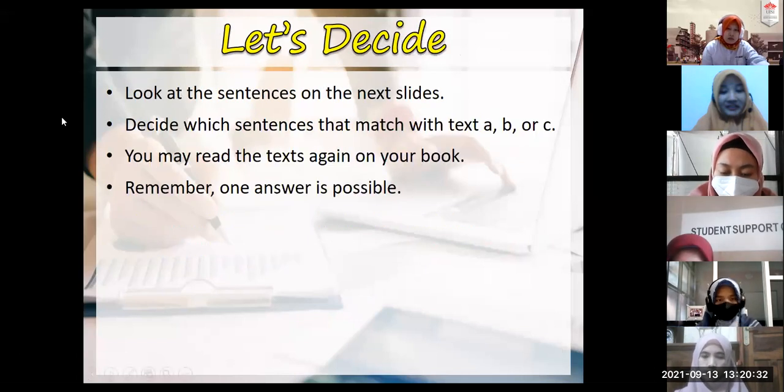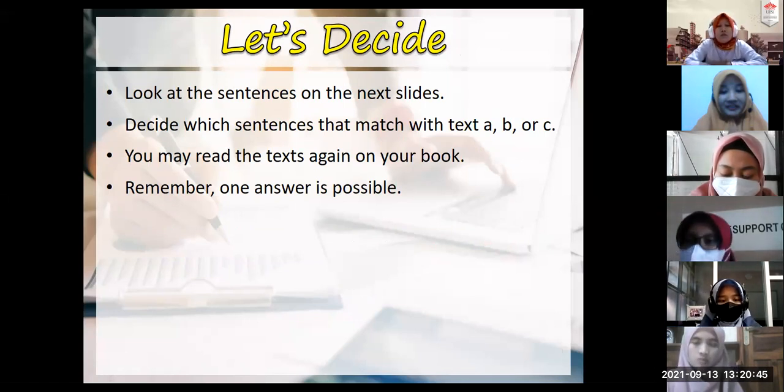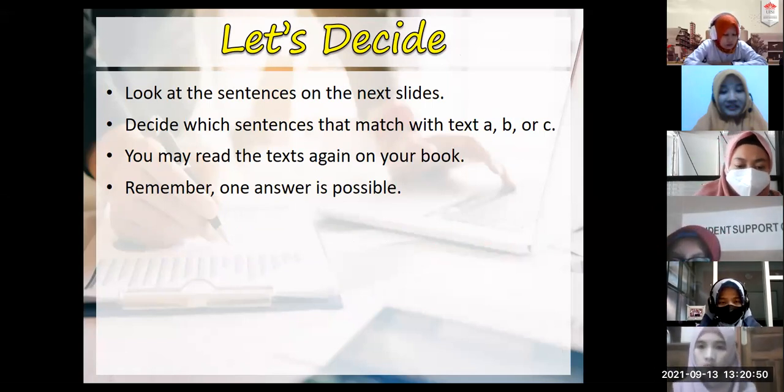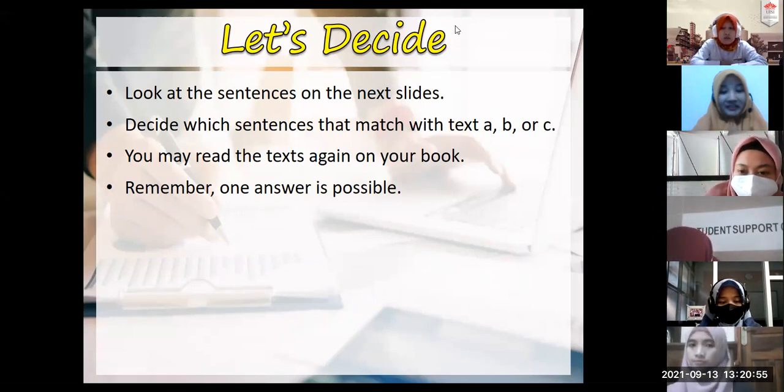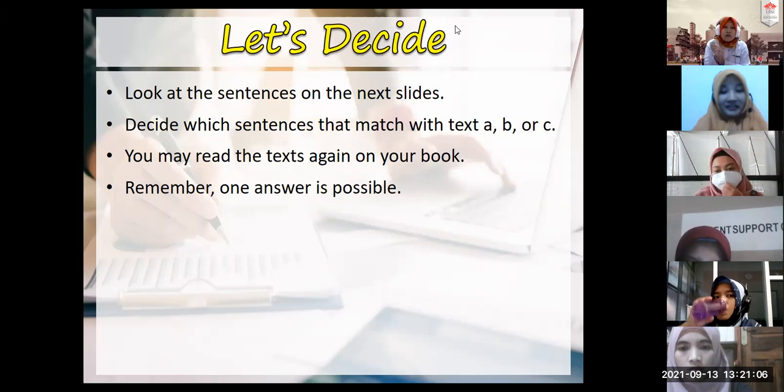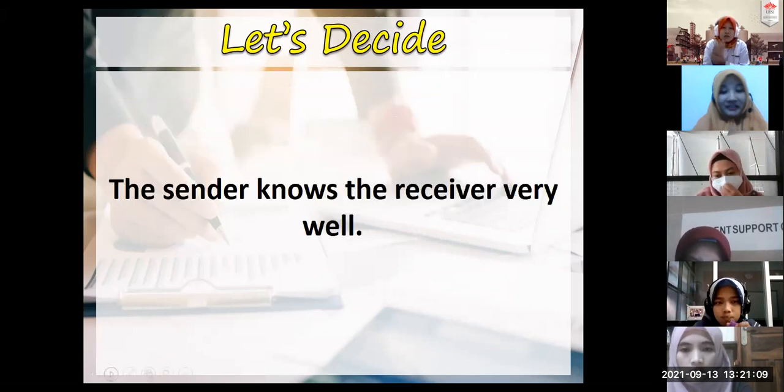Okay, so I want you to decide which sentences match with text A, B, or C. You may read the text again in your book. Remember, only one answer is possible. After this, I will give you a sentence and I want you to match it with the text. Is it A, B, or C? You can simply unmute the sound and just answer with A, B, or C. Sometimes later I will ask you the reason why you choose A, B, or C. Okay, are you ready? Yes.